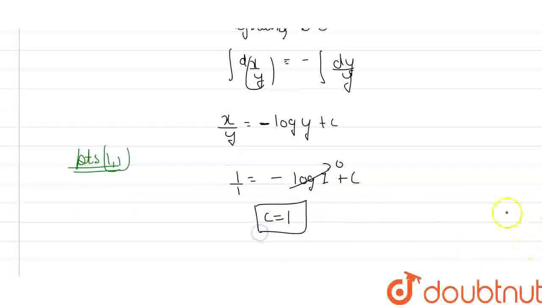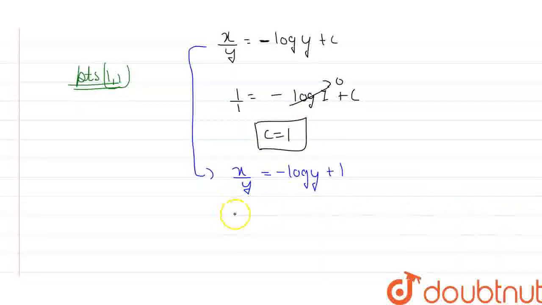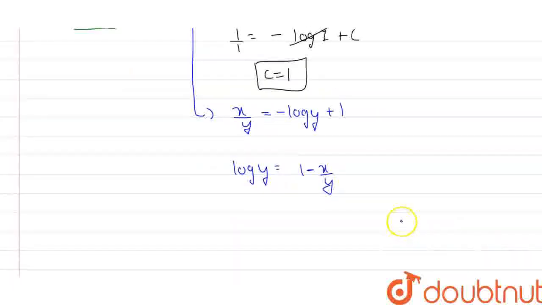So the value of C we receive is 1. My updated equation comes out as x by y equals minus of log y plus 1, because we just found the value of C here. So this can be written further as log of y equals 1 minus x by y. We just manipulated the above statement.